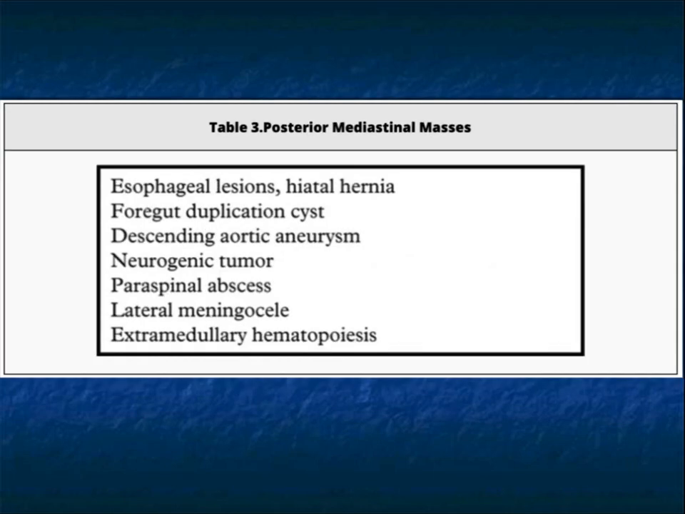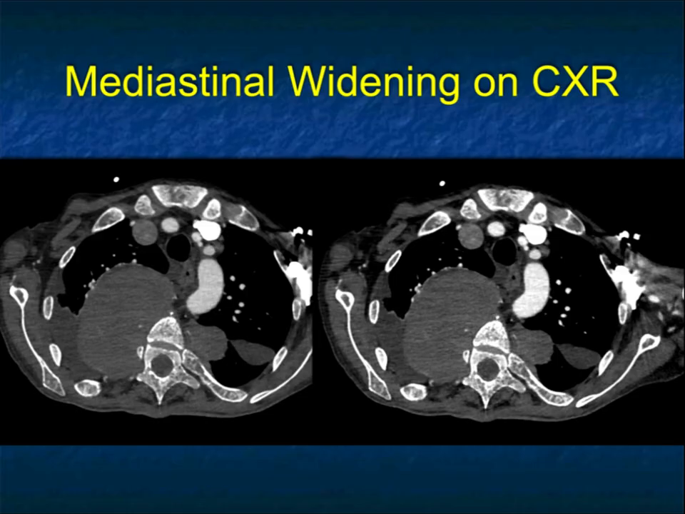And posterior mediastinum, we typically think about things related to the esophagus and the spine. And there are a number of different possibilities. And of course, this list was from the article, but this list can be expanded 2 or 3 times if you really wanted to cover everything. So let's do this case. Nice example of mediastinal widening on chest x-ray. And you see these large paraspinal masses, very large.